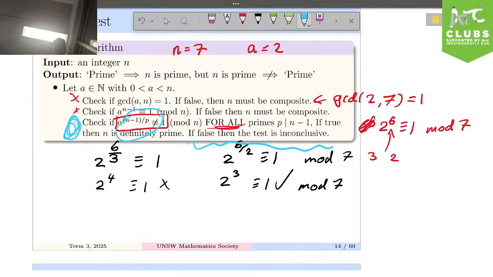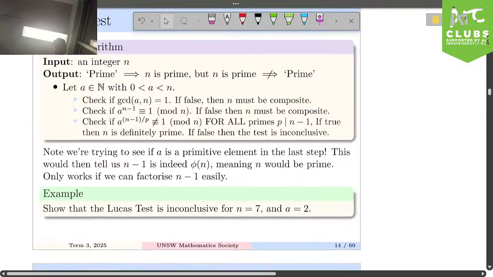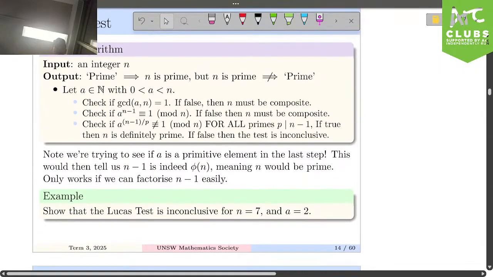Because I have found that when I raise 2 to the factors of my primes dividing out n minus 1, I get a 1 sometimes. That means Lucas test fails. Okay? All right, and that's what we did.